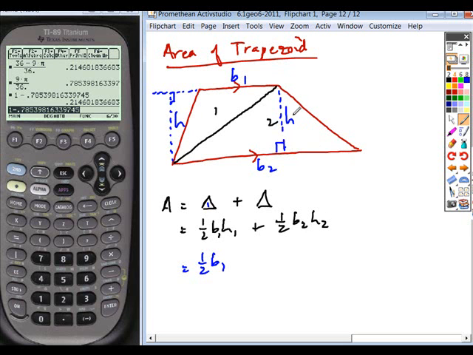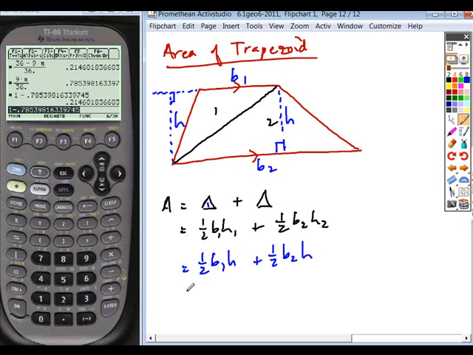They're contained in the same parallel lines. Eventually you could form this into a parallelogram, but in this case, they're just the exact same. So if the heights are the same, we could replace h1 and h2 with just the same common value h.